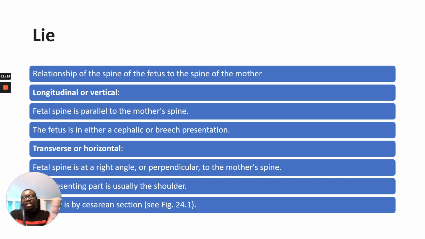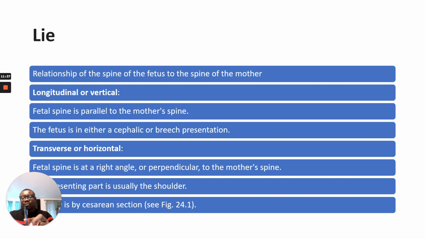Any mistake, where it goes opposite, means it is not normal. So a vertical or longitudinal lie is the normal lie, because in that situation the mother's spine is parallel to the fetal spine like this. Now if it goes left to right like this, it becomes a horizontal lie.